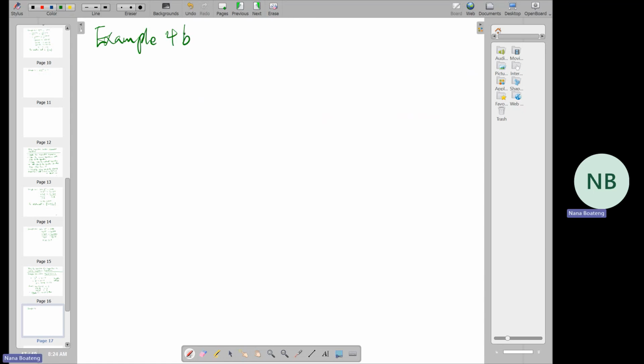Example 4b says 4 log of 3x is equal to 8. So here the first thing is we can divide both sides by 4. If we do that, then we have log of 3x is equal to 2.